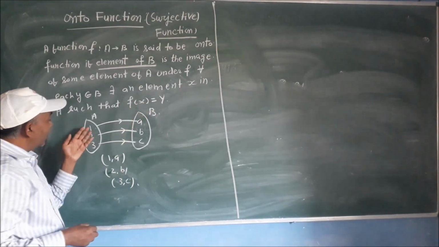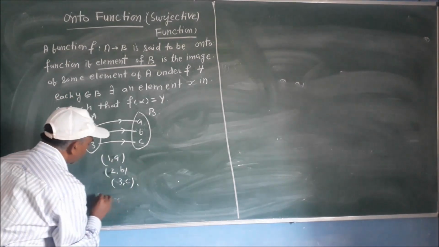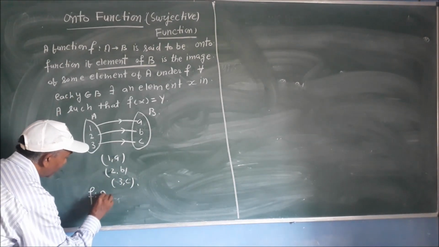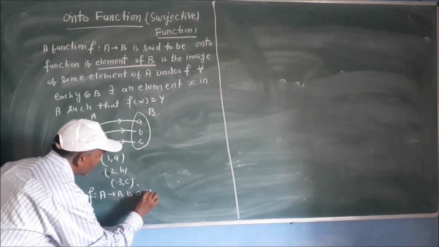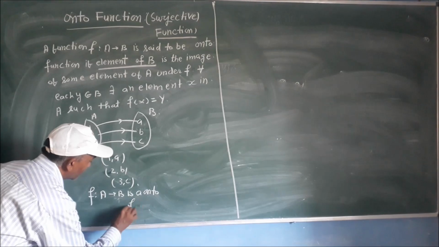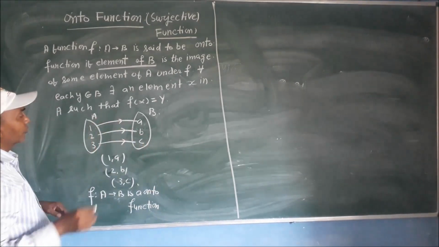So we can say that every element of B has a pre-image in A, so we can say that f such that A tends to B is an onto function.